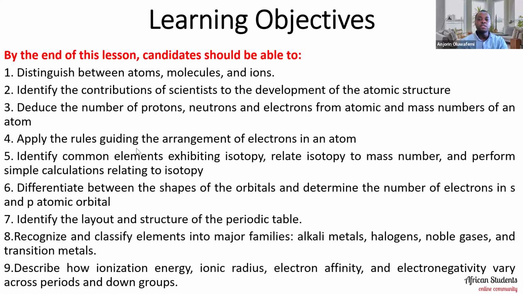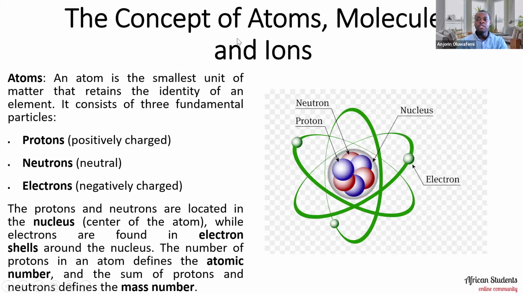All right, our first slide lays the foundation. With this first slide, I try to define what an atom is. An atom is the smallest unit of matter that retains the identity of an element, and it consists of three fundamental particles. So when you're talking about the smallest unit of matter that retains the identity of an element, we are referring to an atom. And it is made up of three sub-particles. We call them subatomic particles.